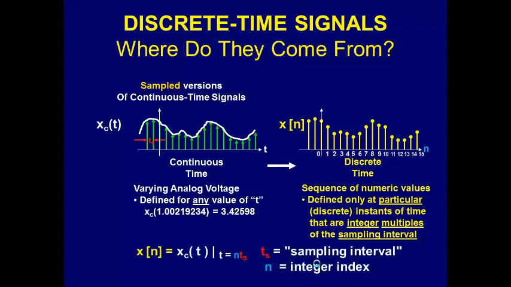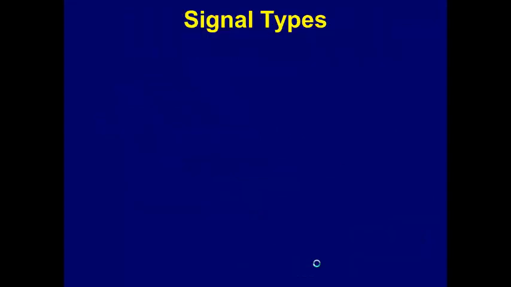Okay. So again, x[n] is our discrete time signal, xc(t) is our continuous time signal. We understand that the discrete time signal, in the best case, just represents the actual value of the continuous time signal at particular instances of time that are integer multiples of the sampling period, T sub S.